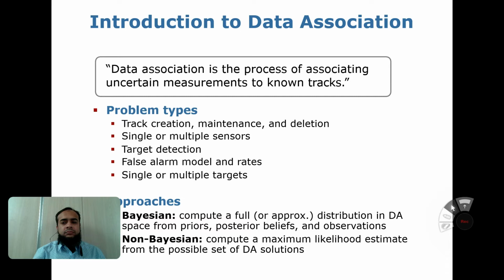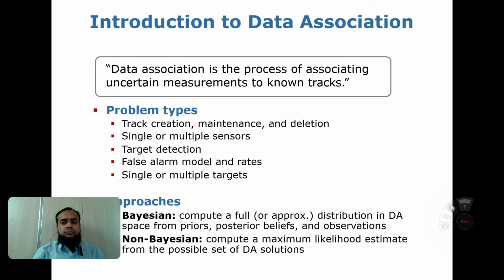Here the problem types are track creation, track maintenance, and deletion. Track creation means track initialization. Tracks are initialized using two point measurements. Maintenance means that the tracks are automatically maintained based on the track existence probability.